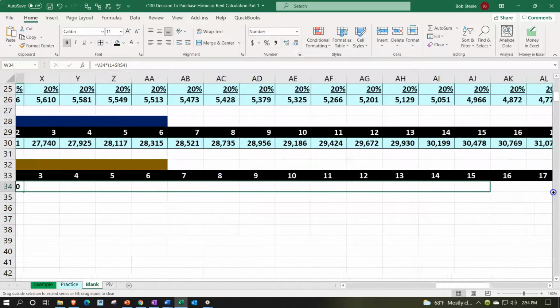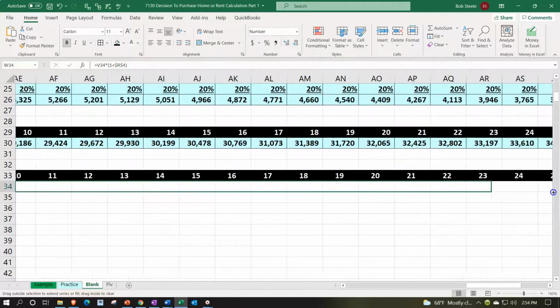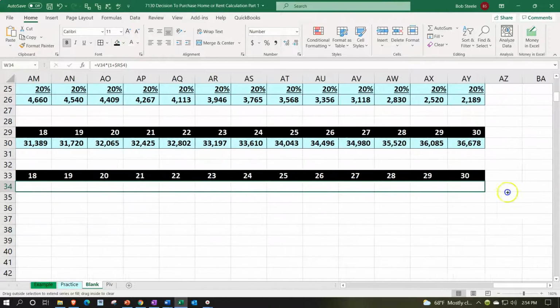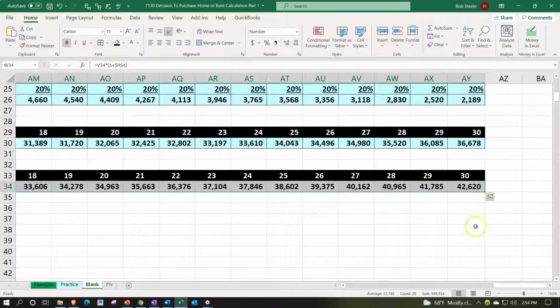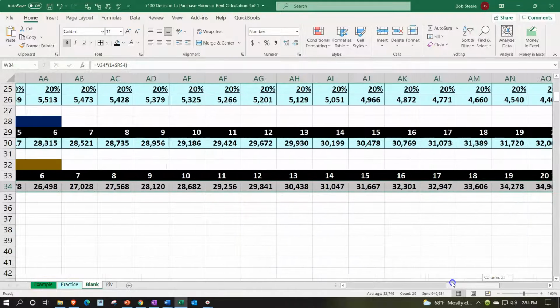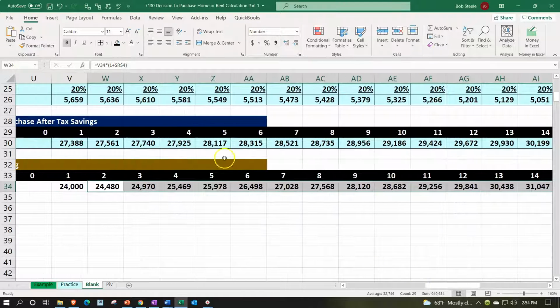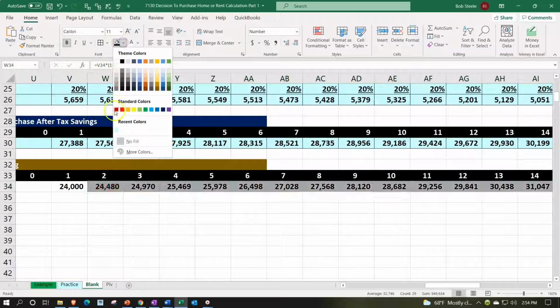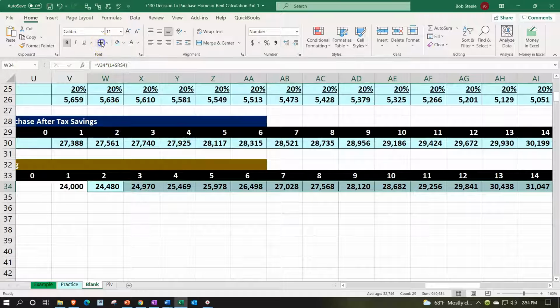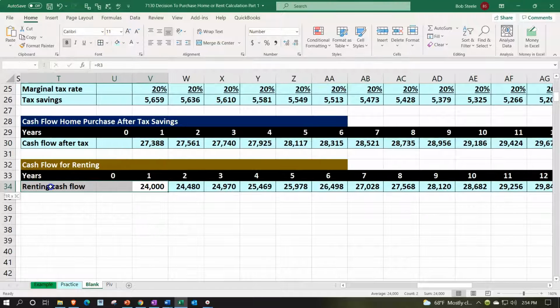Copy it across. And then we're going to say this is going to be blue and bordered, and then we'll blue and border this one, blue and border.